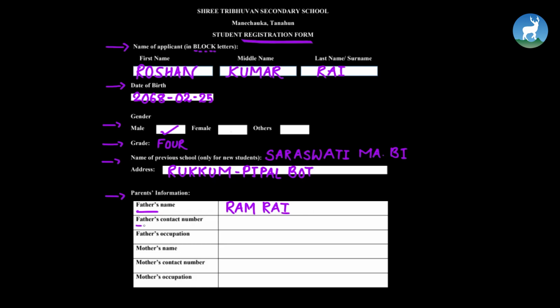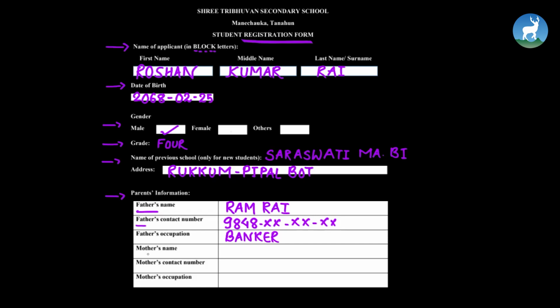Now here we need to fill in father's contact number. Okay, let's write any of the numbers. Let's write 9848. Something can be filled in here. We'll give XX here. Okay, all right. Father's occupation, let's say his father is a banker. So let's write B-A-N-K-E-R, banker.